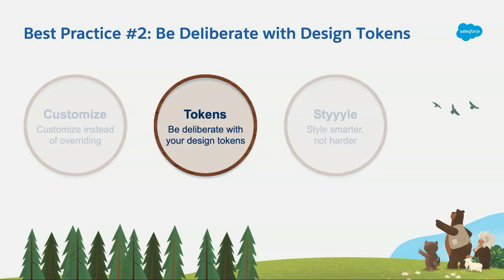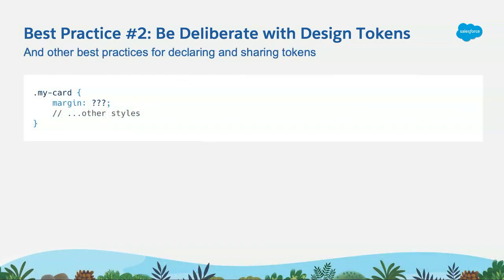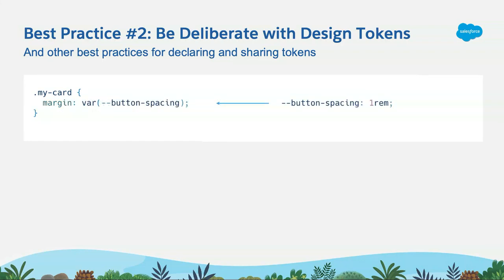The second best practice, be deliberate with your design tokens. It's critical that the token your component is using aligns with your component's needs. In our example here, we have a component called myCard, and it needs a margin. Since you're awesome and you're embracing the design system, you know you need to use a design token instead of a hard-coded value. So you start digging around in your design system, looking for the perfect token, and you find one, button spacing, 1 rem. Awesome. You plug it into your component, you pat yourself on the back, and you call it a day. Good to go, right? Or does anybody else notice something kind of weird here?